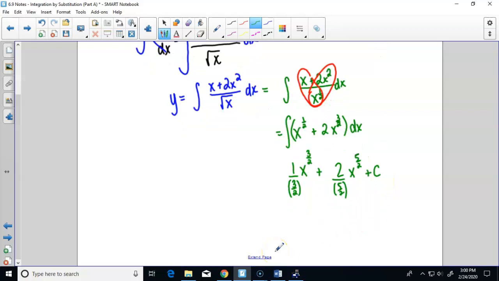And we don't like to leave those complex fractions, so dividing fractions is easy as pie. Flip the second and multiply. Right here you're going to get 1 times 2 over 3, so you get 2/3 x to the 3/2. And then over here you're going to have, let's see, 2 times 2 over 5, so you'll get 4/5 x to the 5/2 plus c. So you might run into a few that are not substitution, so watch out for those.